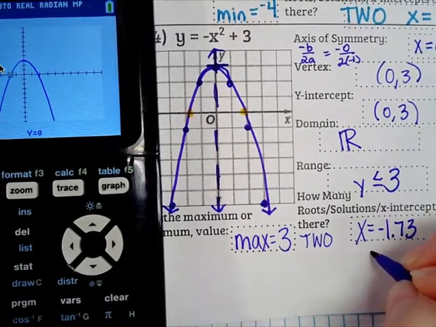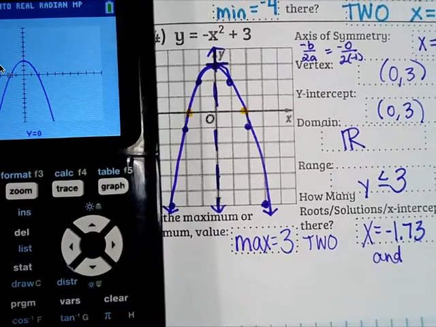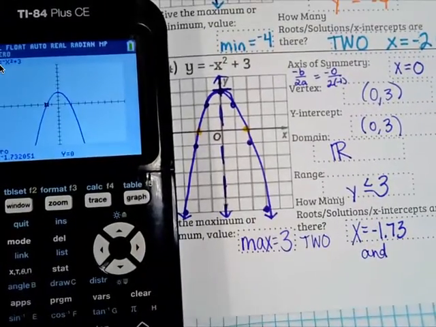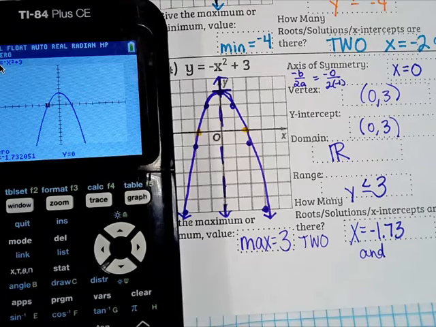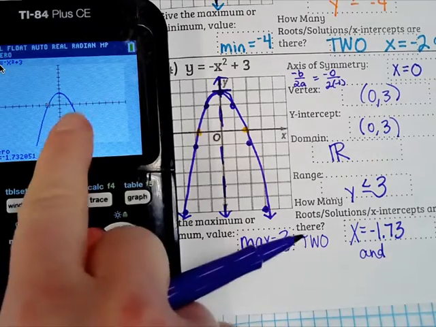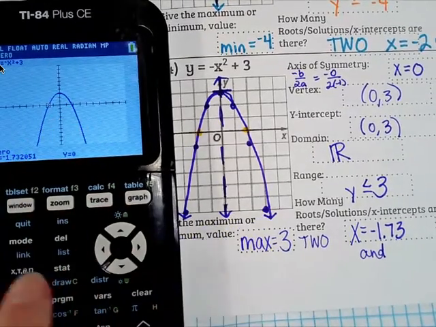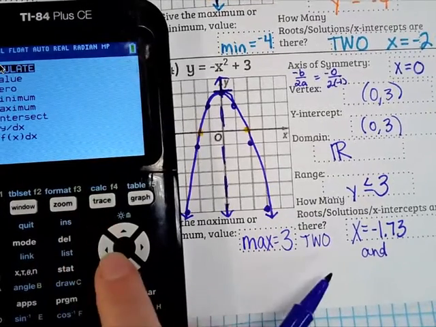So we're going to find the other one. And we're going to follow the same steps, but this time we're going to focus on the other point, the positive one over here. So let's go second, trace again.